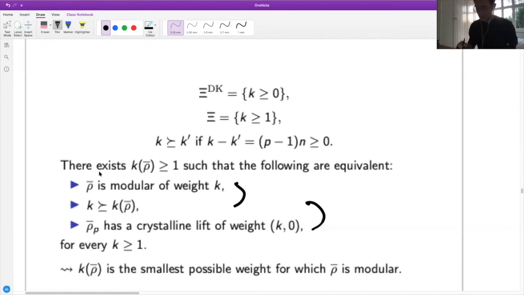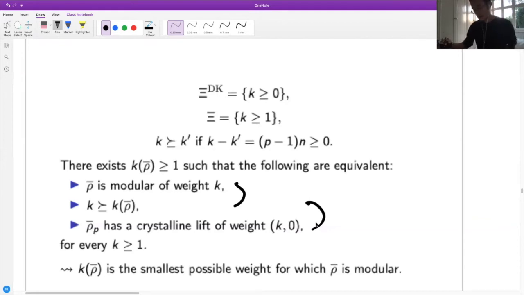And it says that rho bar is modular of that weight if and only if that weight differs from the K rho bar by a non-negative integer multiple of p minus 1, which is then equivalent to the rho bar restricted to the decomposition group at p having a crystalline lift of weight K, 0, or Hodge-Tate weight K minus 1, 0.